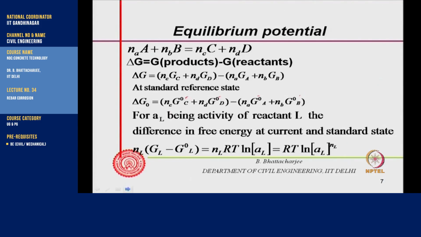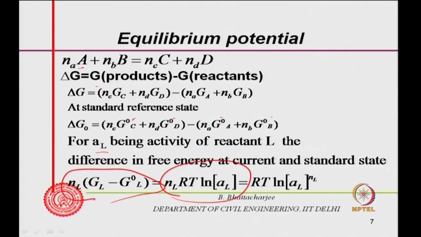So, therefore, one can write, for a given species, let us say L species like A, B, n L times G L minus G0, and it can be shown that it is actually n L R T ln a L. Here a L is the activity, or it can be replaced by concentration in most cases. In many cases ideal laws are followed by concentration, whereas in real cases activity would be better. All right, but we will replace this by concentration.